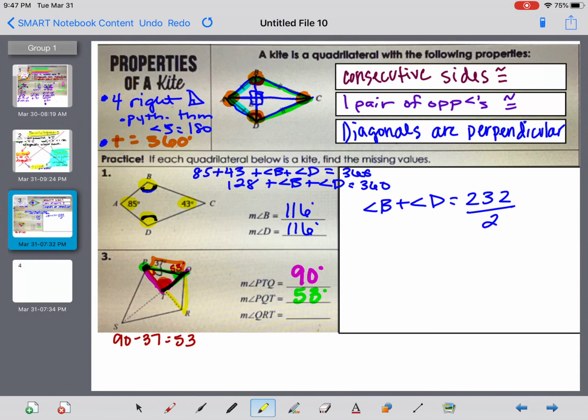And we found out that that angle was 53 degrees. All right. The next one asks us, yellow highlighter, about QRT. Oh man, they didn't give us that one, but we know that this angle over here, this 37 degrees, has to be equal to this angle over here, so it also has to be 37 degrees. So that angle is going to be 37 degrees.